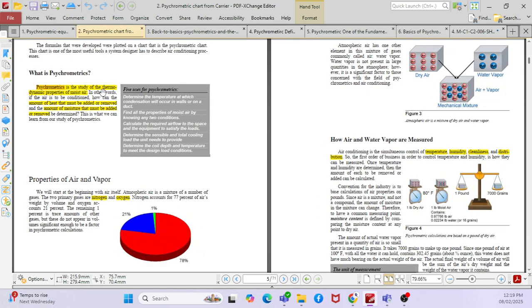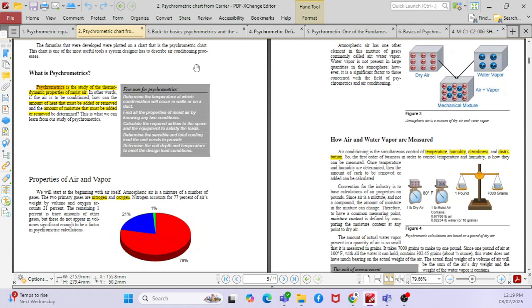So psychrometrics is a study of the thermodynamic properties of moist air. In other words, if the air is to be conditioned, how can the amount of heat that must be added or removed, and the amount of moisture that must be added or removed, be determined? So if you want to design air conditioning equipment, you should know the present condition, right? Then only you can design the air conditioning.